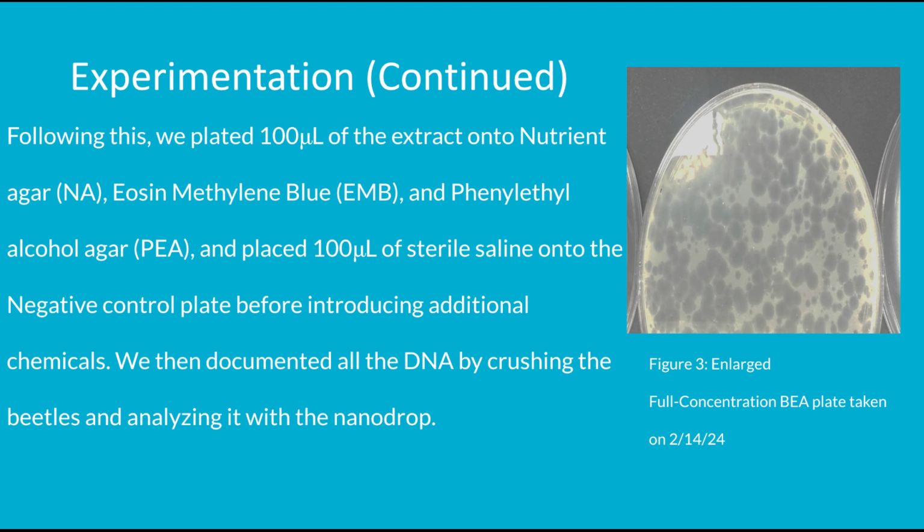Continued experimentation. Following this, we plated 100 microliters of the extract onto nutrient agar, EMB plates, and PA plates, and placed 100 microliters of sterile saline onto the negative control plate before introducing additional chemicals. We then documented all the DNA by crushing the beetles and analyzing it with the nanodrop. And on the right-hand side shows our Figure 3, enlarged full concentration BA plate taken on February 14th, 2024.